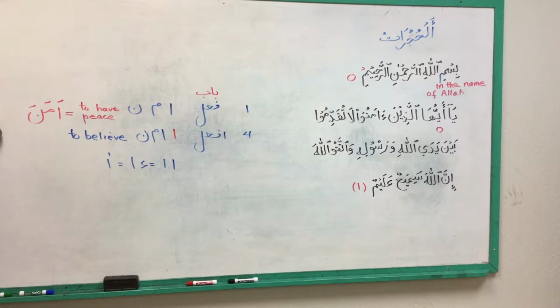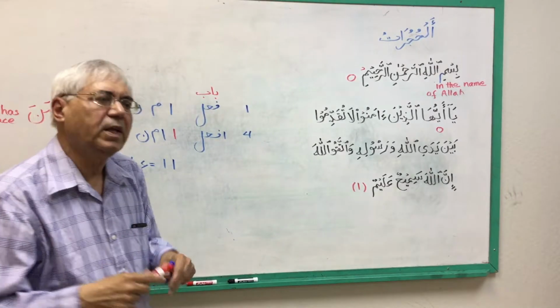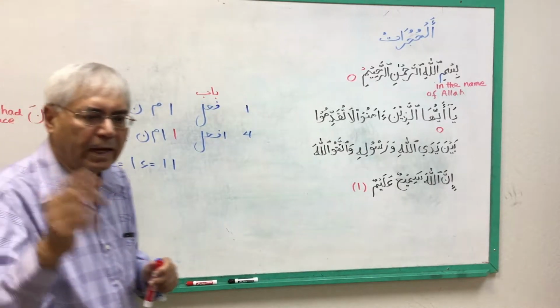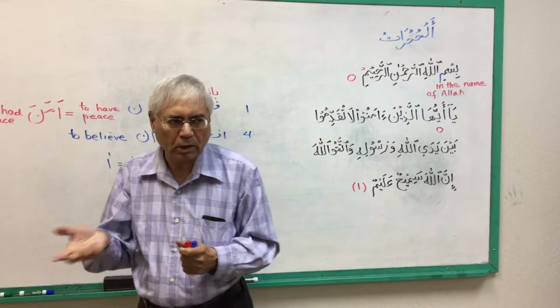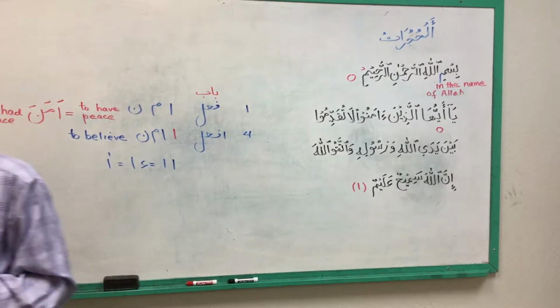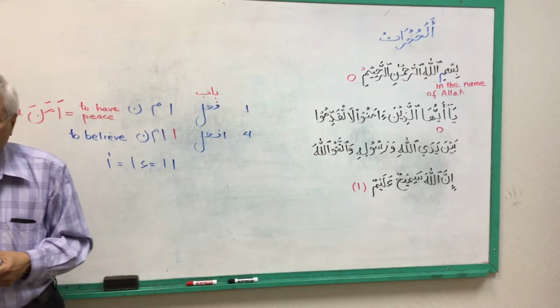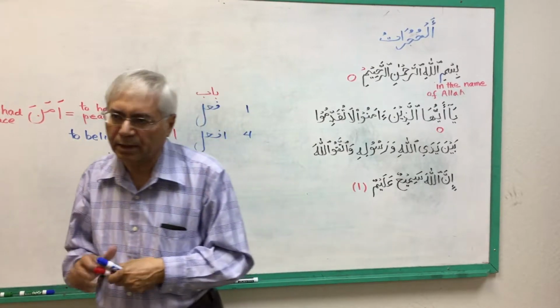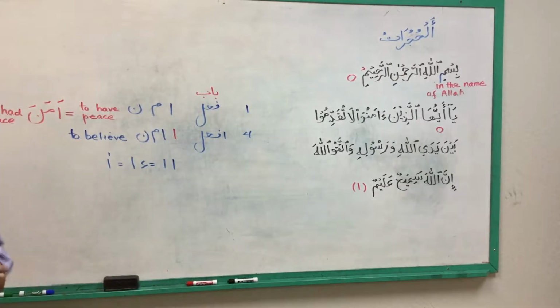The meaning is that he has peace. Third person, past tense. Or he had peace, to be specific. Or he was in peace. Okay. And that is the first element of page number 2 in your grammar table, that when you put 3 fathas, it becomes the grammar of third person past tense. Fa'ala, he did. Okay. So amana, he had peace.